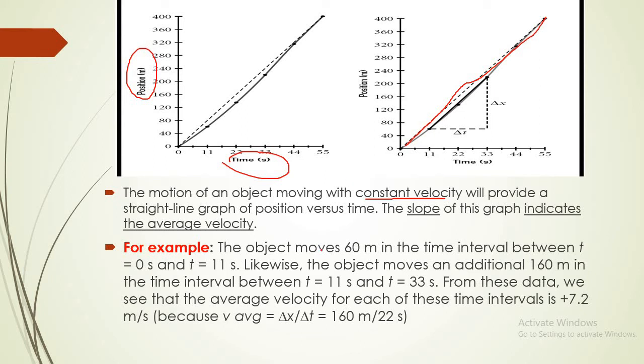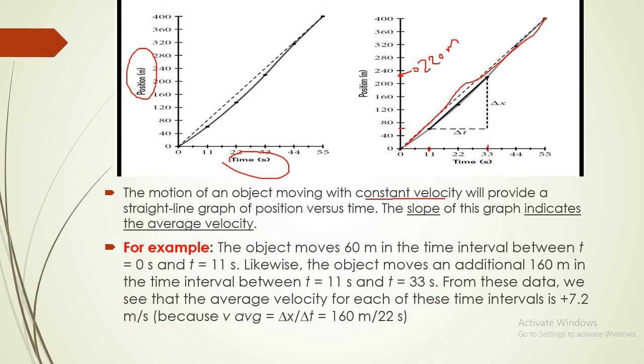For example, the object moves 60 meters in the time interval between time 0 and time 11. The object moves an additional 160 meters in the next time interval, so from 60 to 220 meters, between time 11 and time 33.